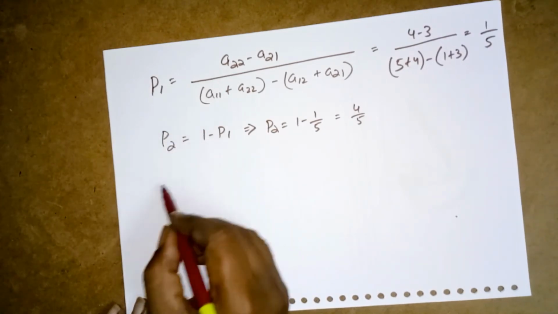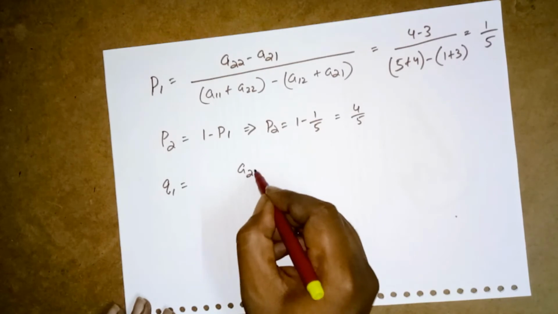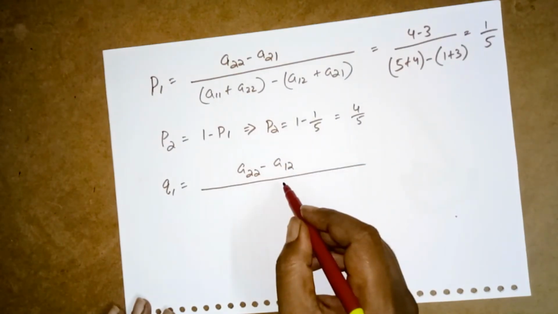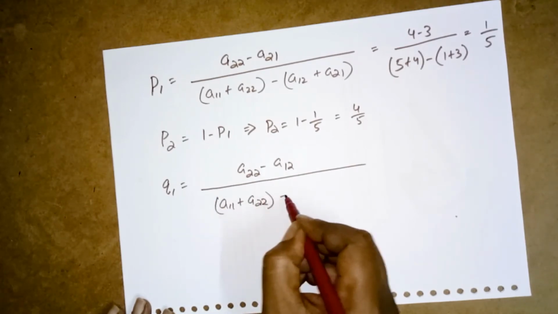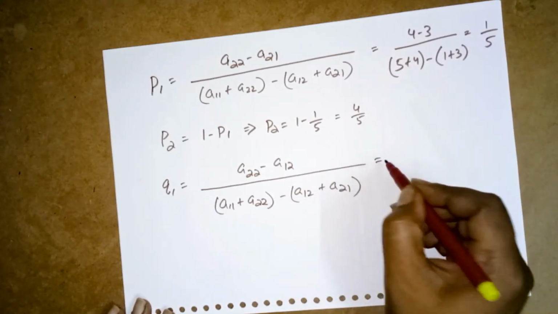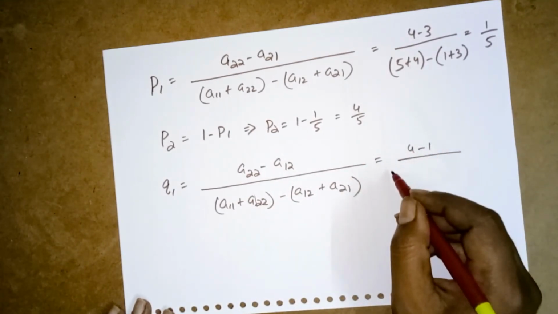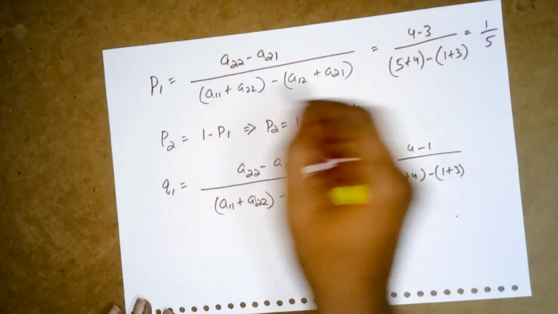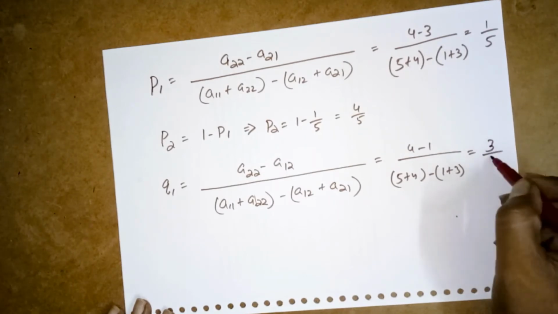Now same way, Q1. Here we'll write A22 minus A12. Slight change is there. So here A11 plus A22, minus A12 plus A21. Right here we know the values. Here it becomes 4 minus 1 by 5 plus 4, minus 1 plus 3. These values are the same, so we will get 3 by 5.